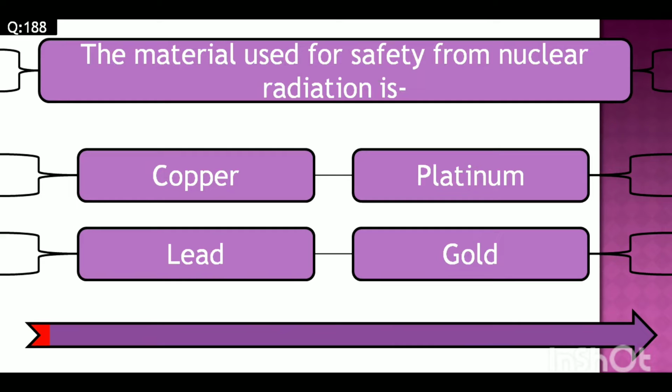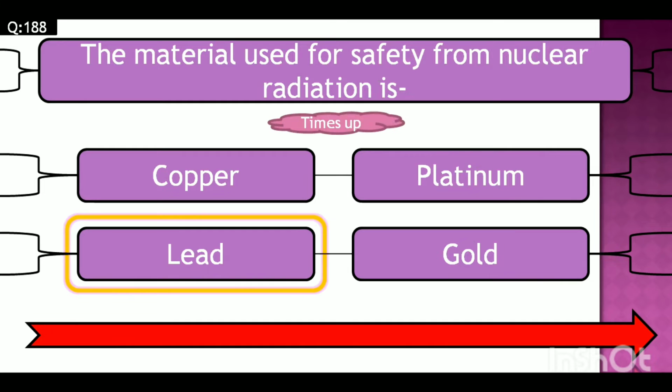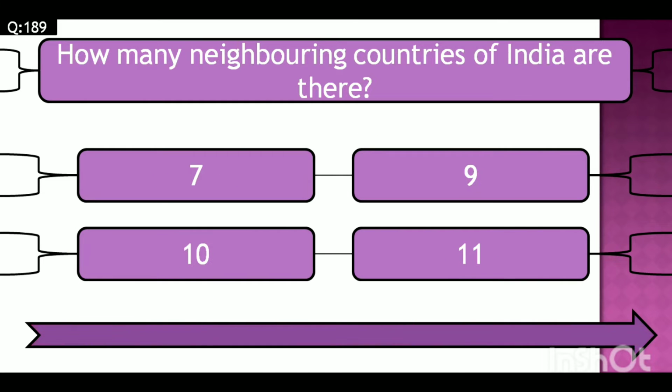The material used for safety from nuclear radiation is option first copper, second platinum, third lead, fourth gold. And the correct option is option number 3, lead is used for safety from nuclear radiation.